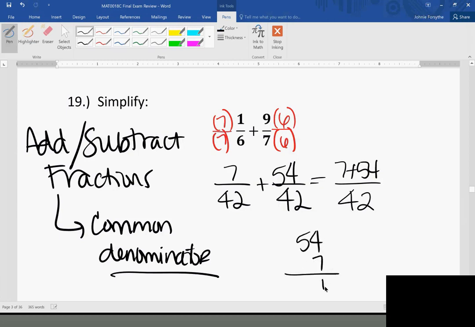4 plus 7 is 11. Carry the 1. So we have 61/42. And that can't be simplified further. So we are good to go.